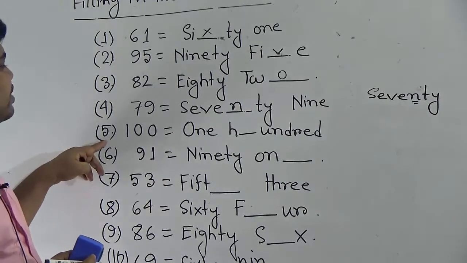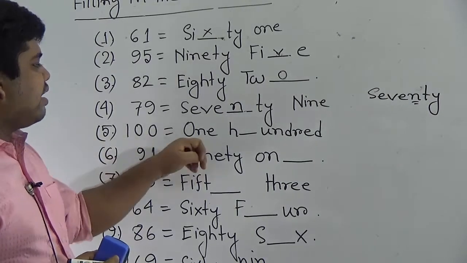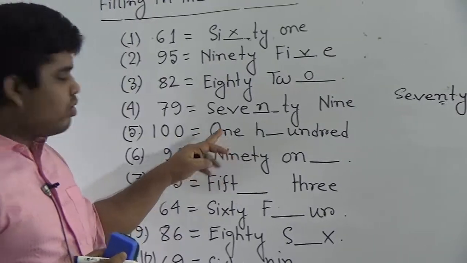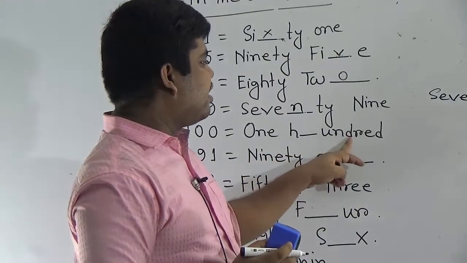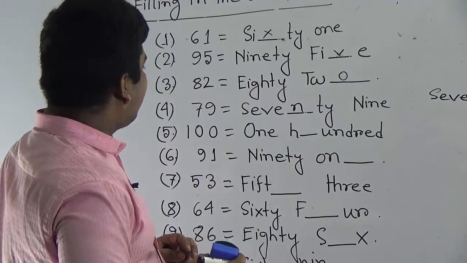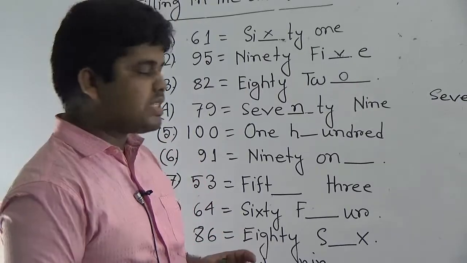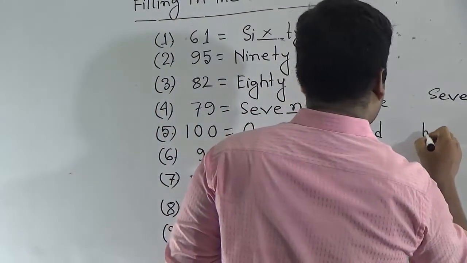Next we shall solve question number 5. Here 100, ONE, that means 1, and 100 H-N-DRED. My dear students, in the beginning of our class we learned the spelling of 100. What is the spelling of 100?